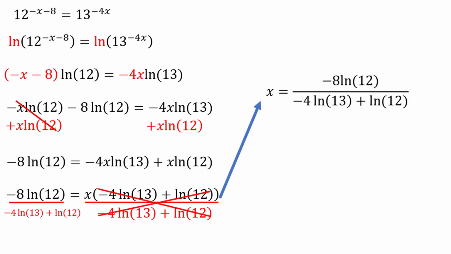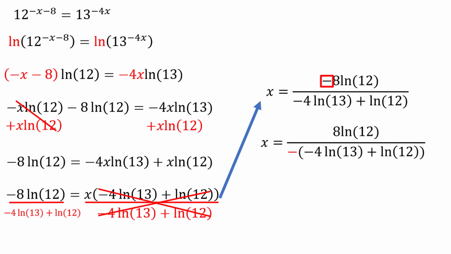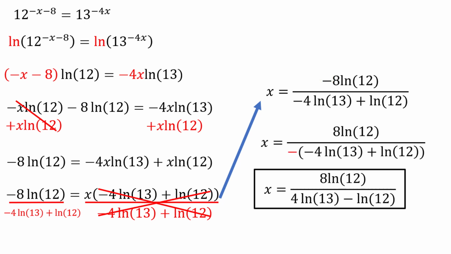We get x is equal to negative 8 natural log 12 divided by negative 4 natural log 13 plus natural log 12. We might want to get rid of the negative sign out front by distributing it to the denominator. We have x is equal to 8 natural log 12 divided by 4 natural log 13 minus natural log 12. This is our final answer. If you wanted to, you could plug this into your calculator to get a decimal approximation, but this is the exact answer.